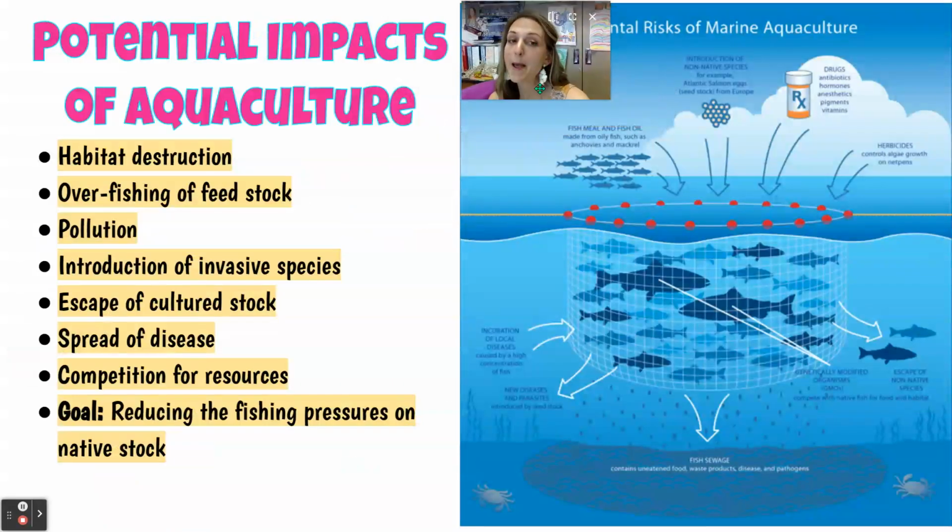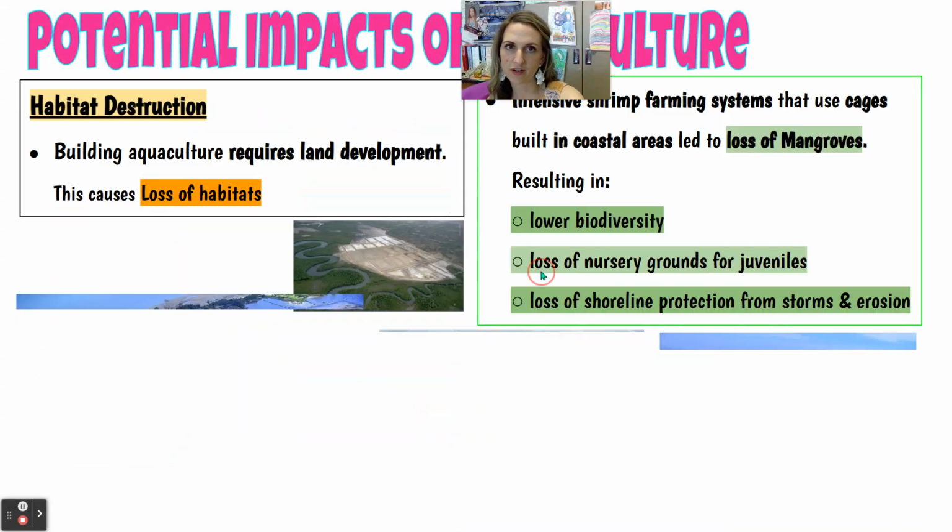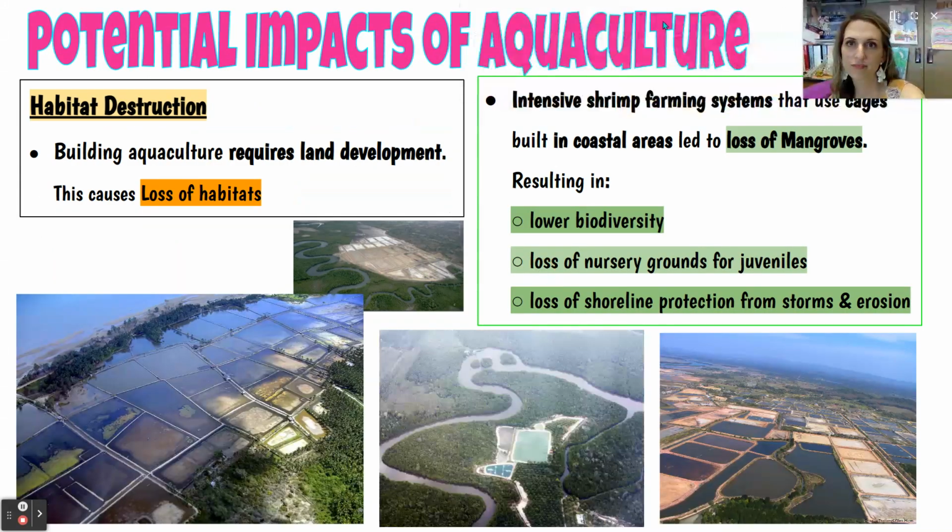farm. Potential impacts. This will also be repeated from some things I've already said before. You have habitat destruction, overfishing of feedstock, pollution, invasive species introduction, escaping of your stock, spread of disease, competition, and the main goal is just to reduce fishing pressures on your native fish stock.